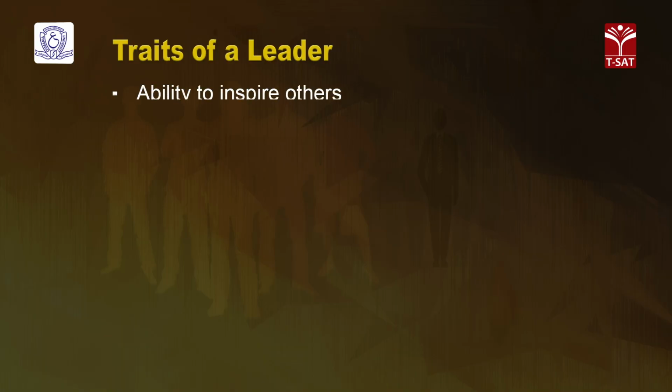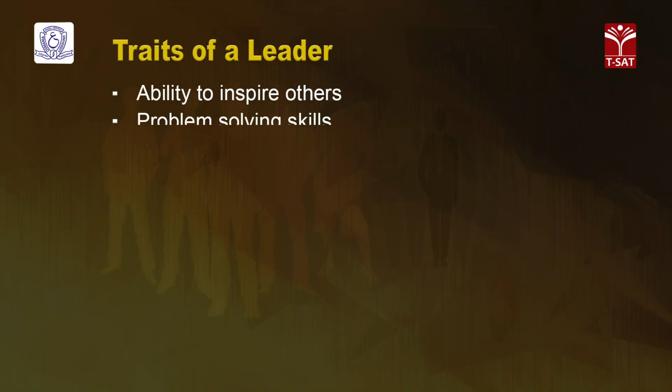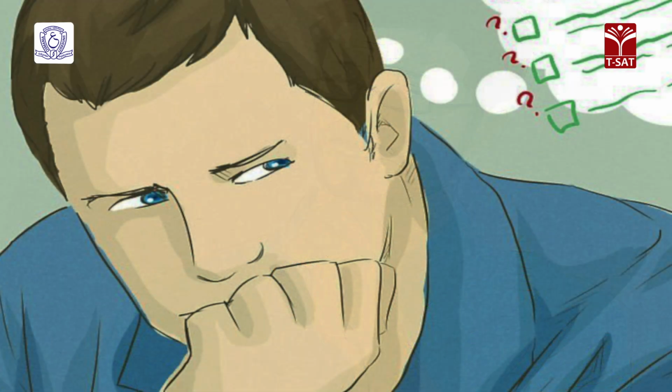First, ability to inspire others. This ability may be due to an internal charisma, that is an inborn trait, and may be a learnable factor. Problem solving skills. An effective leader has developed the patience and ability to look at the problem from various angles and get down to the cause of the problem, and he tries to solve the problem from its roots rather than the symptoms of the problem.